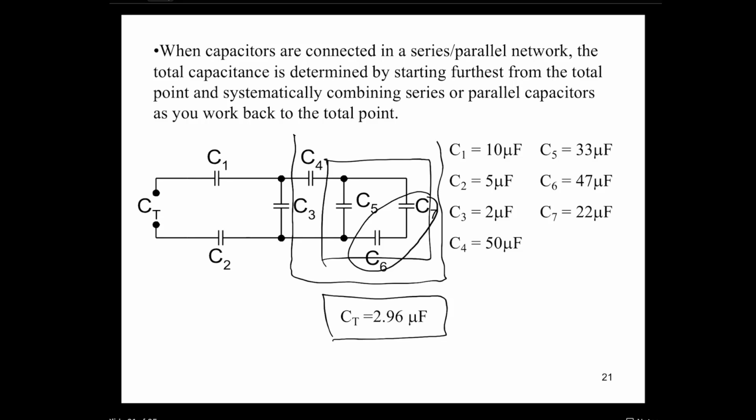I think you're getting the idea. Product over sum with C4. Then once you have that, that's going to be a value that's in parallel with C3. So you add C3 to this C equivalent value. And once you have that, you'll just use the sum of reciprocals with that C equivalent.